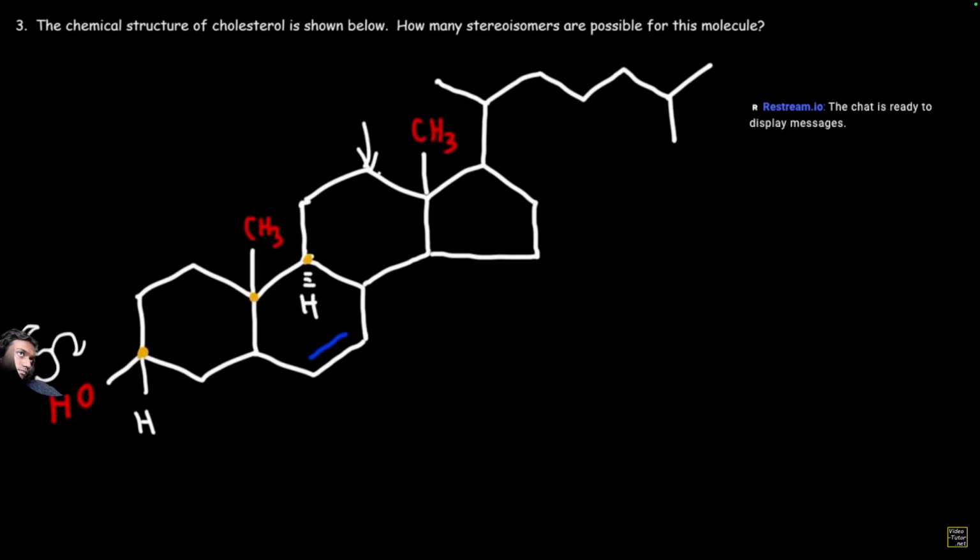This carbon here is not chiral. Whenever you see a carbon with 2 bonds and that's it, it's a CH2 carbon, which means it doesn't have 4 different groups because these are the same. So that is not a chiral carbon.